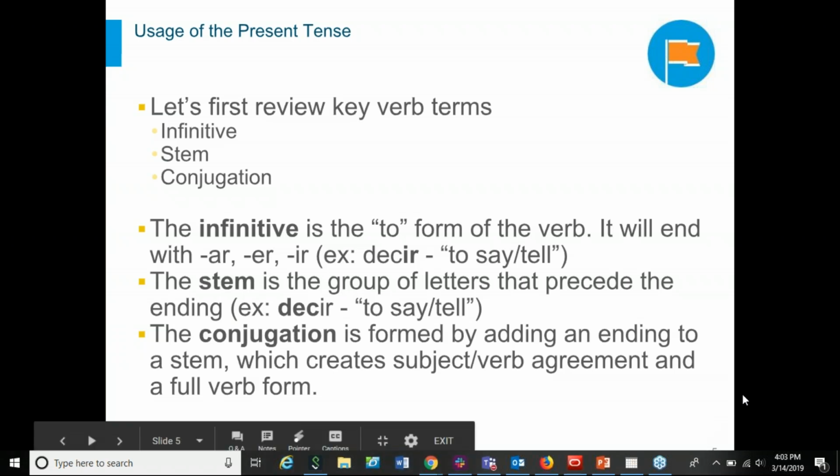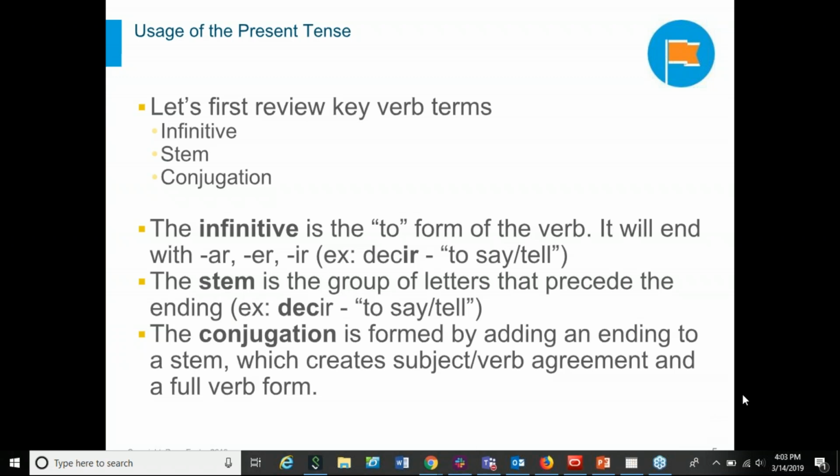And finally, what we're going to focus on a lot in today's webinar is a conjugation, which is formed by adding an ending to a stem, an ending other than the AR, ER, and IR, and that creates subject-verb agreement and a full verb form. So for instance, if we're using that example of decir, in English something like "I say" or "you tell" would be considered conjugations. And we will discuss how to do that in Spanish today as well.